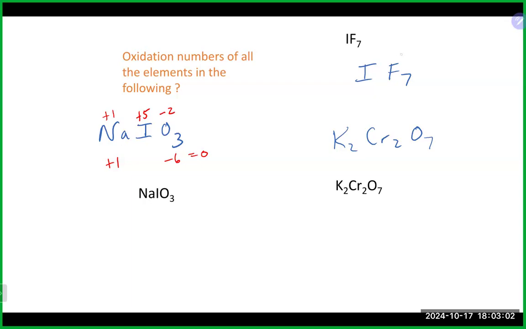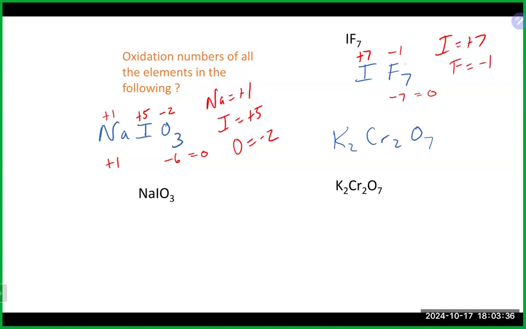Coming here to the IF7, I'm going to start with fluorine, which is always going to be -1. That's going to give me a -7. Once again, no charge overall, so it needs to equal 0. So in this case, my iodine is going to be a +7 oxidation state. So once again, here for sodium, +1, I +5, and O -2. I +7, and fluorine -1.